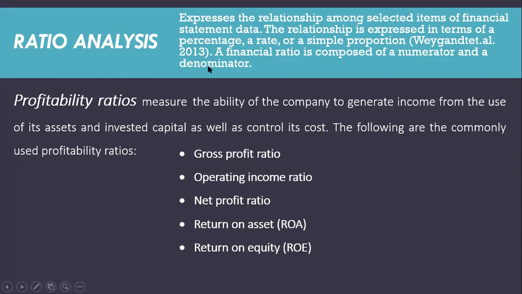So, profitability ratios measure the ability of the company to generate income from the use of its assets and invested capital, as well as control its costs. So, the following are the commonly used profitability ratios: gross profit ratio, operating income ratio, net profit ratio, return on asset, and return on equity. Na-discuss na natin ang profitability, diba? Ito daw po is yung the ability of the company to generate income. So, paano natin madedetermine kung na-generate yung income natin?